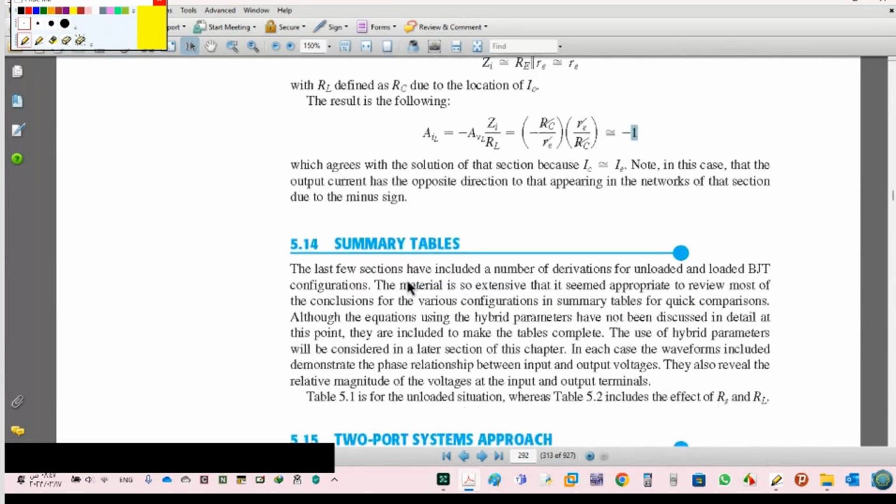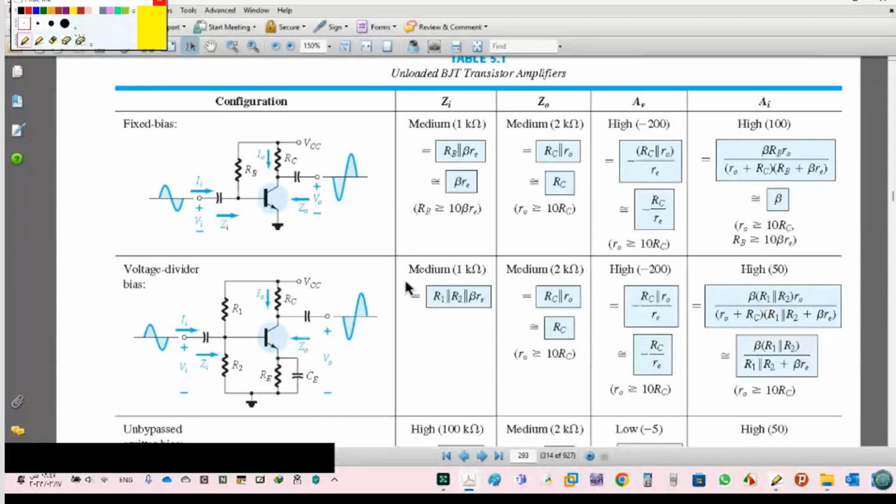Okay. Summary table. We have the summary table as you see here. And what are we responsible for in the summary table? See this one.